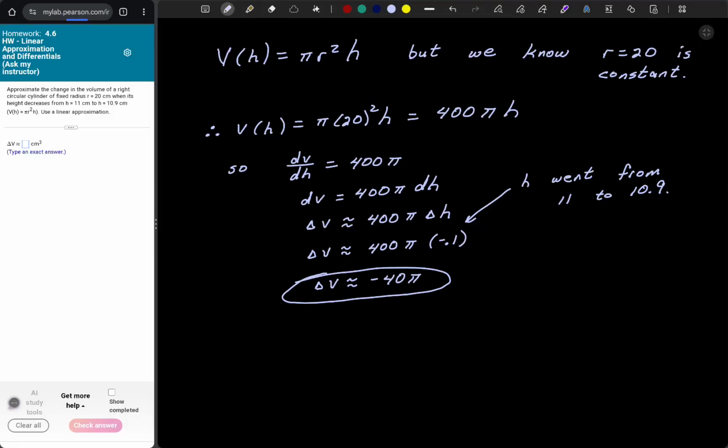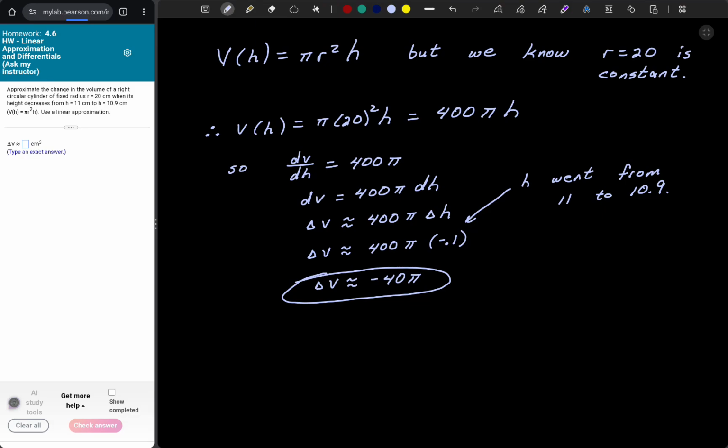Okay, here's another problem from the linear approximation section. In this one, they're asking us to approximate the change in volume of a right circular cylinder of fixed radius 20 centimeters when its height decreases from 11 centimeters to 10.9 centimeters. And our volume of a cylinder formula is pi r squared h, using a linear approximation.